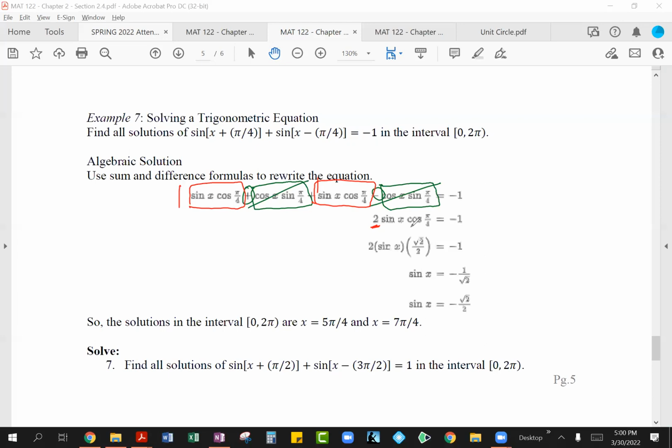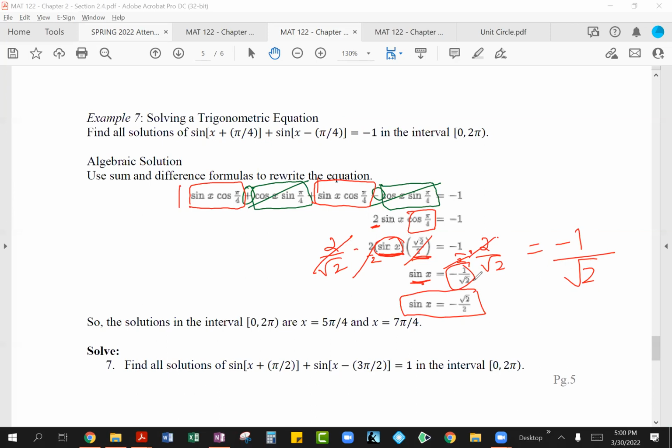And now you can start simplifying it. So cosine of pi over 4 will give you square root of 2 over 2. Remember, we just did this in the last section. Your goal is to try and isolate that sine of x function. So you can start by dividing by 2 and then multiplying by 2 over square root of 2, so that you can get rid of all of these. You're just left behind with sine of x. On the right hand side, the 2 and 2 will cancel out, leaving you with -1 over square root of 2, which is where this guy comes from. Rationalize the denominator and you get sine of x equal to negative square root of 2 over 2.